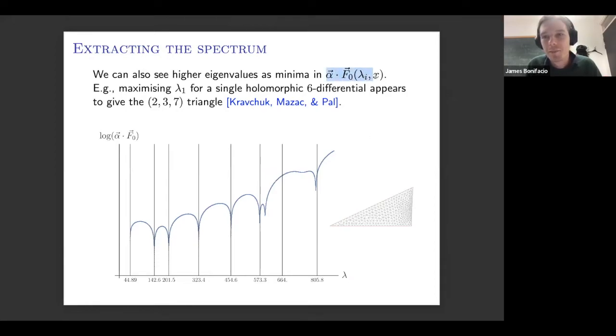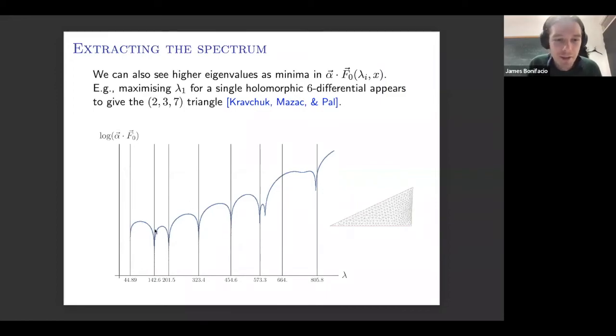Something else you can do is, if you have some space which seems to saturate your bound, by plotting this polynomial alpha dot f0, you can sometimes also see the higher eigenvalues of that space. So for example, if you try to maximize lambda 1 for a system consisting of a single holomorphic 6 differential, then the bound you get seems to almost be saturated by this hyperbolic triangle, the 237 triangle, which is some special triangle in hyperbolic theory. So its eigenvalues, the first two eigenvalues, are indicated by these black lines here. And this blue curve is this function which you get from the solution to these bootstrap equations.